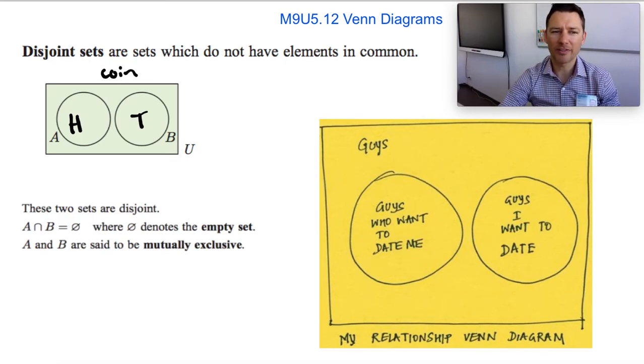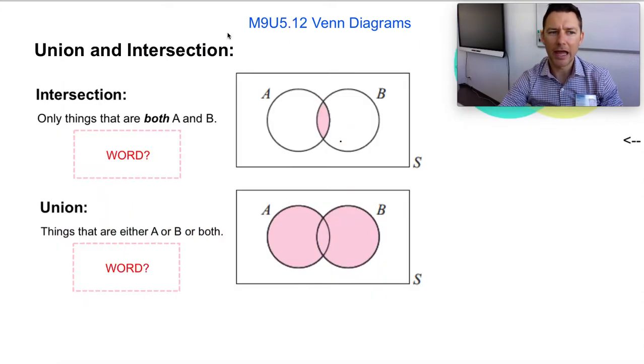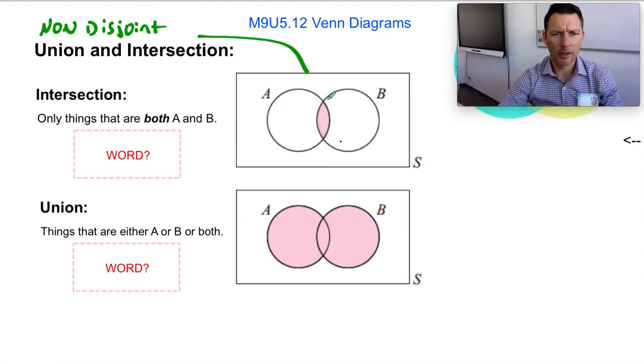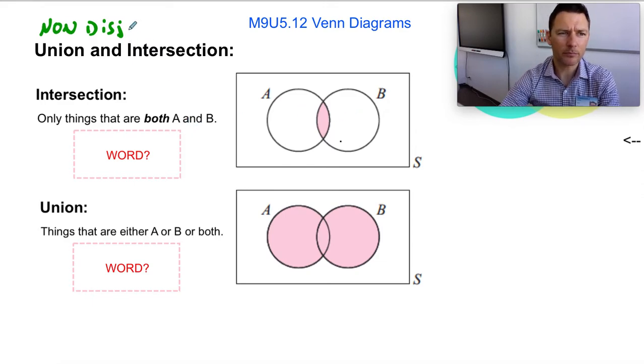So the opposite of that is a non-disjoint set. So a non-disjoint set just means it's a Venn diagram like we're used to seeing. Non-disjoint means there's overlap here, and there's some that can be in both A and B.